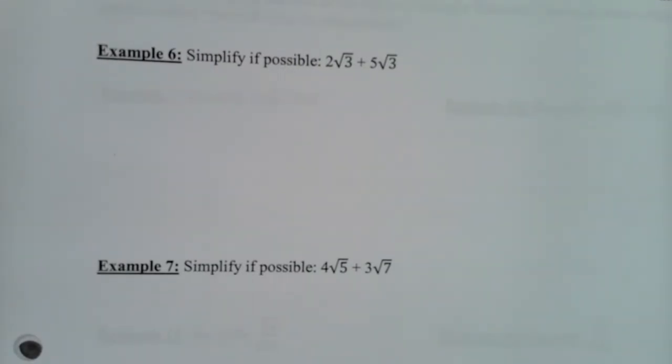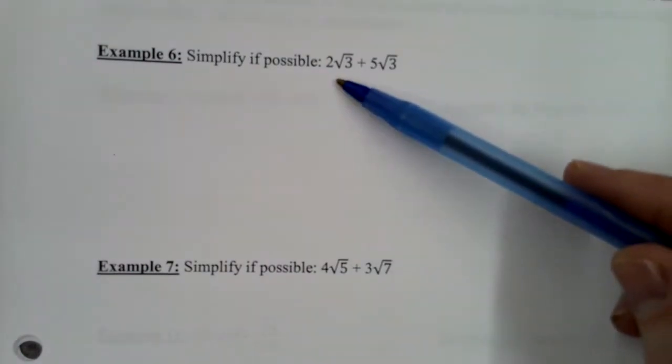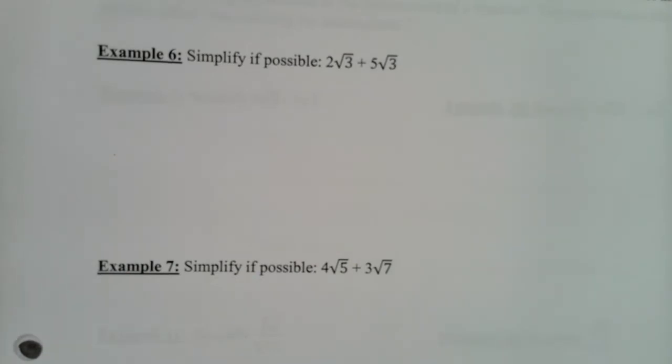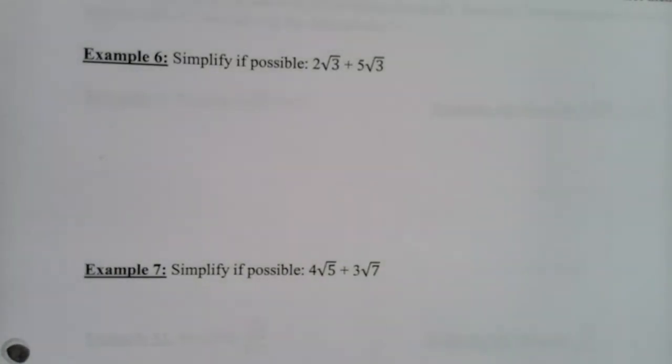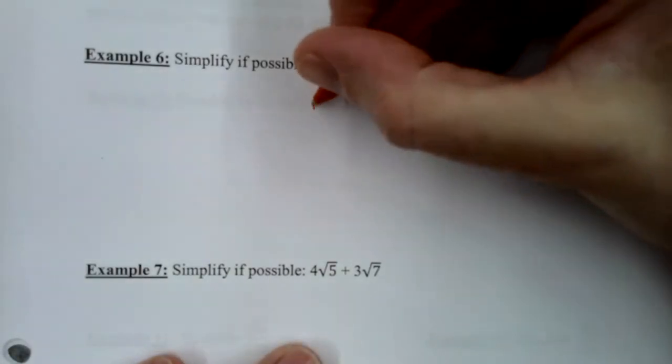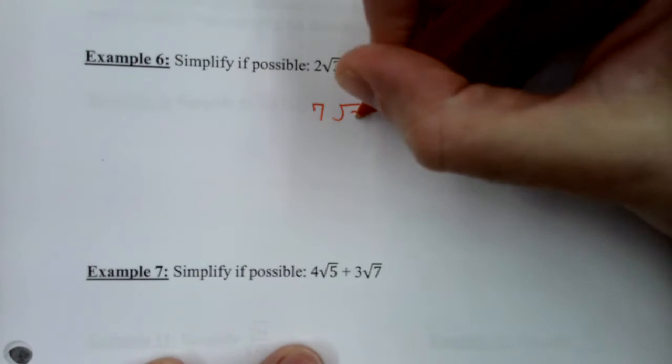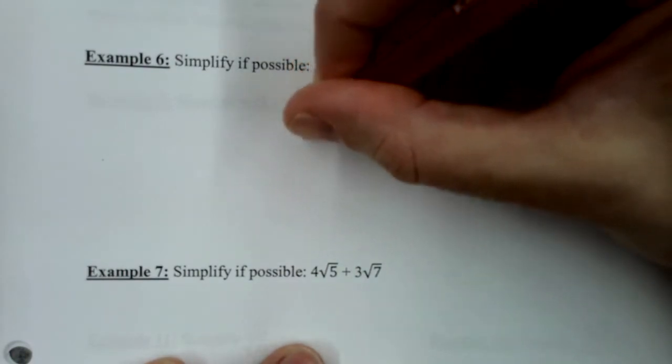2 times the square root of 3 plus 5 times the square root of 3. Okay? Again, think about it like these are x's. If I said what's 2x plus 5x, that equals 7x. Not 7x squared. Okay? So same thing here. If I say 2 square root of 3 plus 5 square root of 3, that equals 7 square root of 3. And that's the answer.